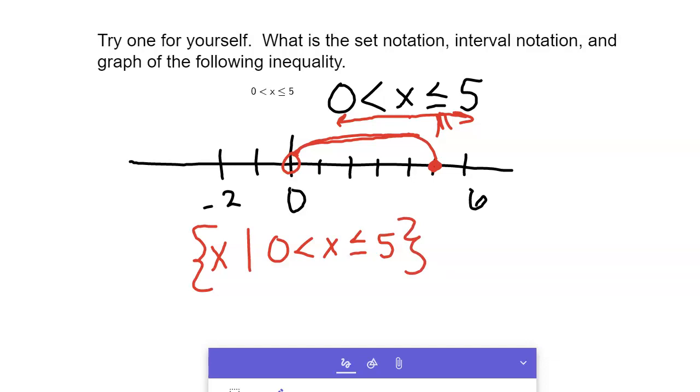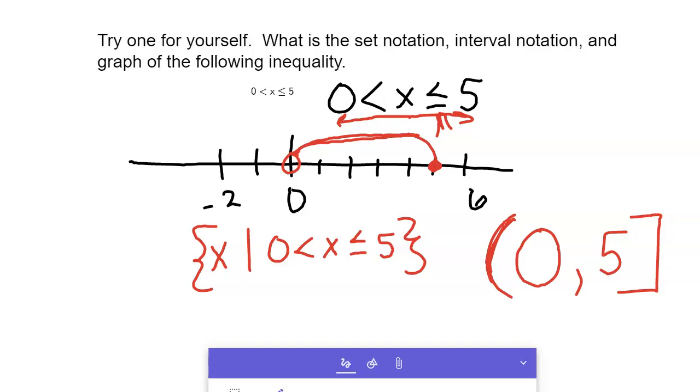Now your interval notation, we don't... Mike stopped on me. So again, on this interval notation, we would not include the 0, but we would include the 5. So you would have a soft bracket on the left, hard bracket on the right. And so there's your interval notation.